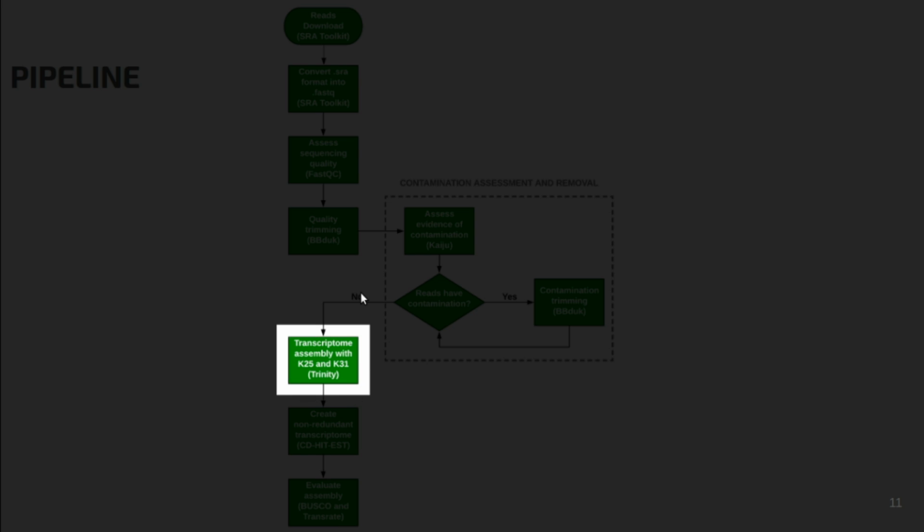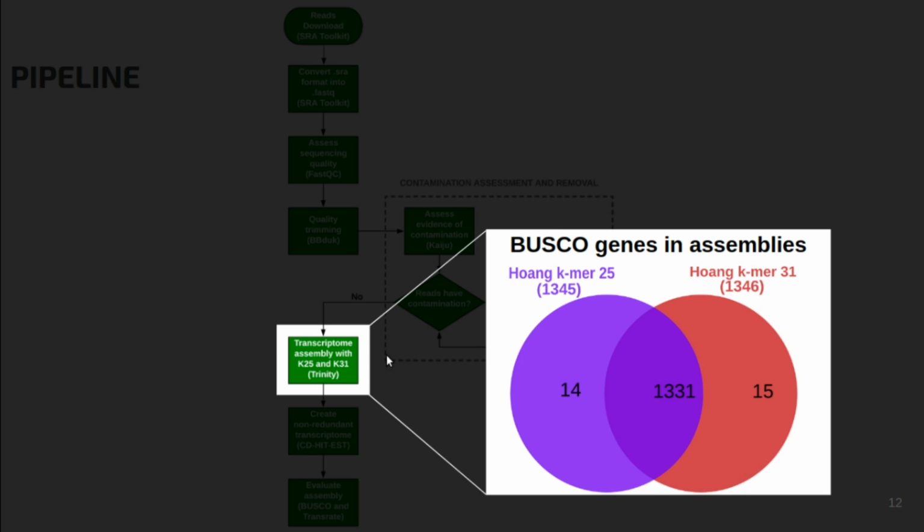And in this step, we are using 2 sizes of k-mers to assemble the transcriptome with the Trinity software. As you can see here, both assemblies have unique genes, and in the assembly with k-mer size of 25, we have 14 unique genes. In the assembly with k-mer size 31, we have 15 unique genes. But most genes are in common. You can see that in this intersection.